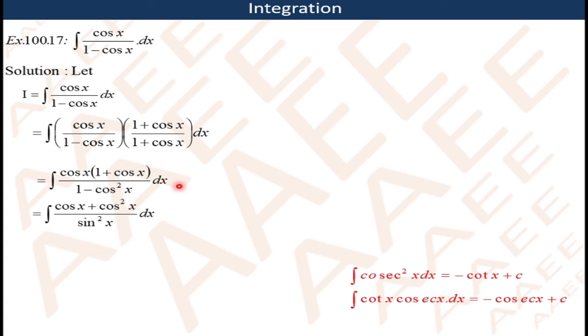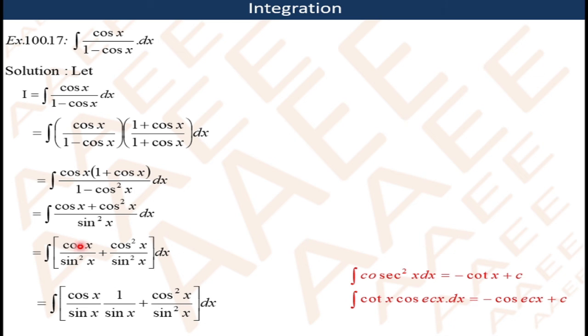After this, 1 minus cos square x can be written as sin square x, and this will be the integration cos of x plus cos square x upon sin square x dx. Now let us separate the terms. So that will be the integration cos of x upon sin square x plus cos square x upon sin square x dx. Now the first term can be written as integration cos of x upon sin of x into 1 upon sin of x. This will be cot of x into cosec of x, and by using this formula you can find the integration.